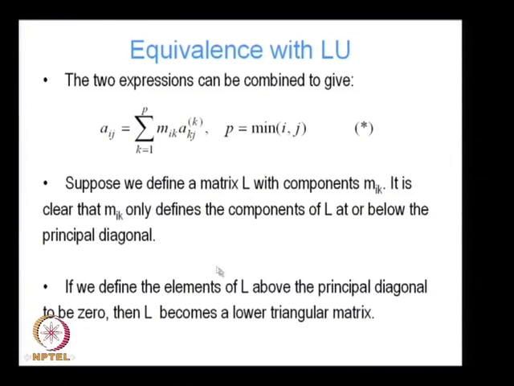So, if we take these elements m_ik and on the elements above the principal diagonal we make those elements 0, then this matrix M becomes a lower triangular matrix, and we can denote it as L, which is the notation for a lower triangular matrix.